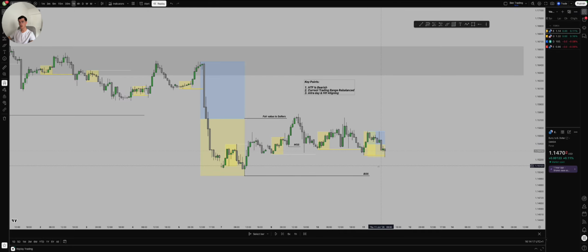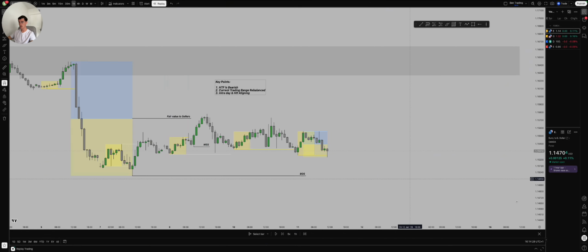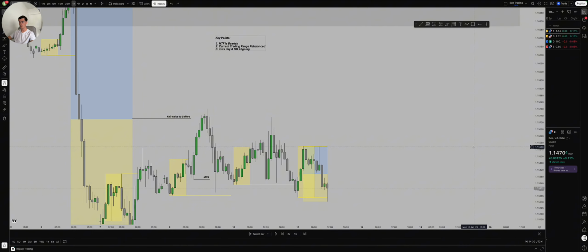Okay, for me, what I look for in continuations is a rebalance, a point of interest, and a sweep of liquidity, obviously fitted with some sort of entry model. Okay, so one, we have got a new trading range. Looking for number two, which would be a rebalance. Three, a sweep of liquidity, and four, ideally a point of interest.